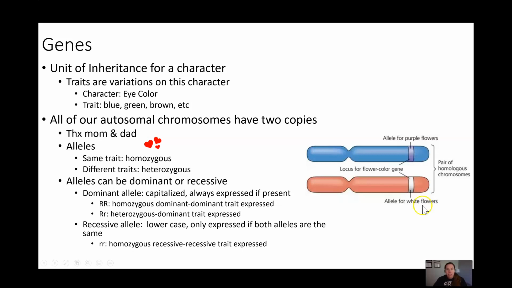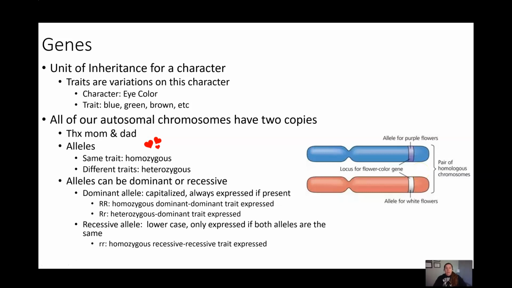And if they're different, we would call them heterozygous. So these two are different. We have one gene that codes for a variation of purple, and we have another gene that codes for a variation of white. So this set of genes, these alleles, would be considered heterozygous because they're not coding for the same trait.